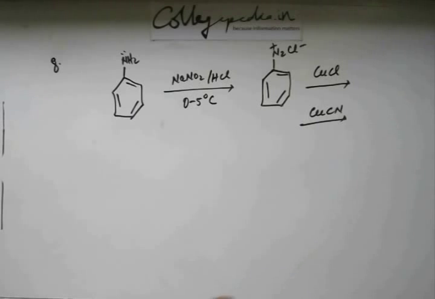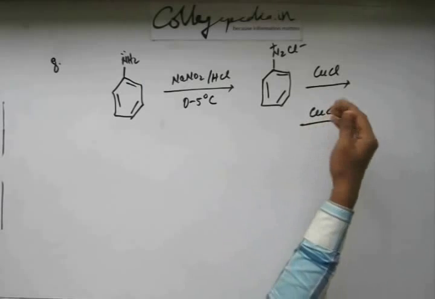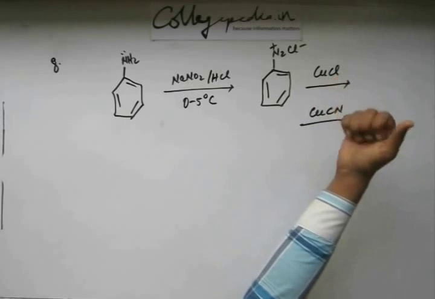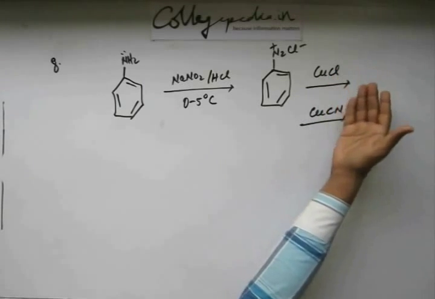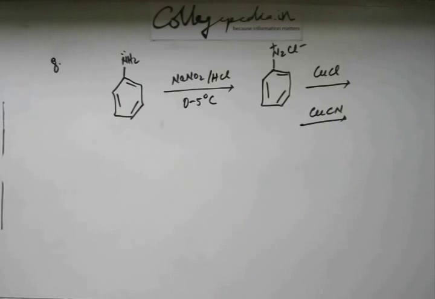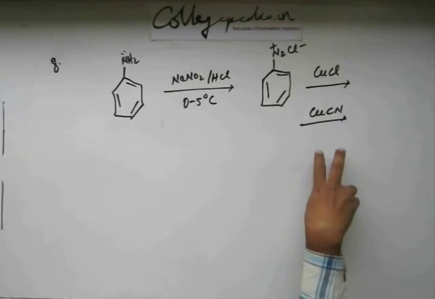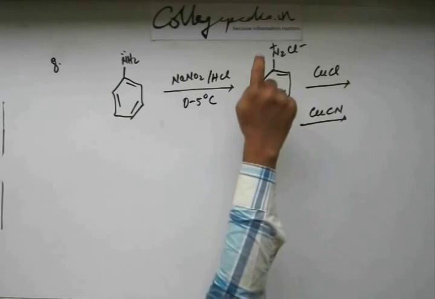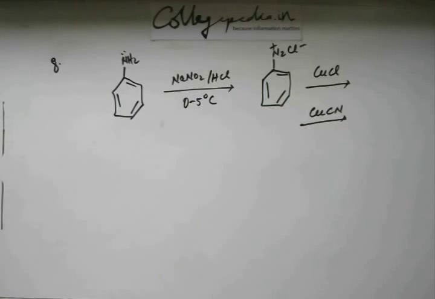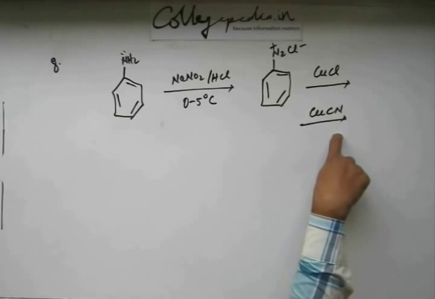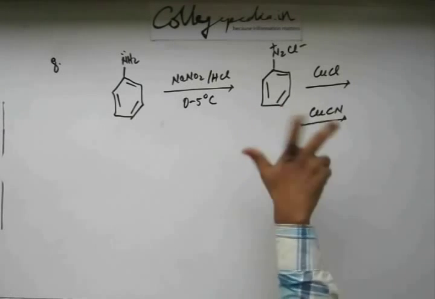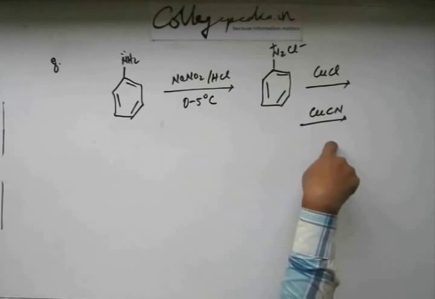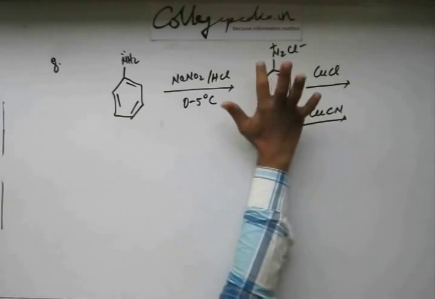Fine. So once the temperature is low and I have added a reagent from outside, this chloride ion and the cyanide ion will act as a nucleophile. And once you have a nucleophile from outside, no one can stop this nitrogen gas from moving out, because this nucleophile will roam around and find a position to attack, and which position could be better than this.